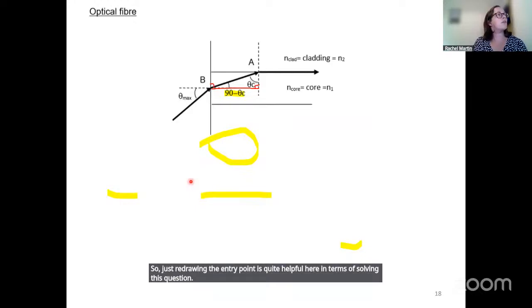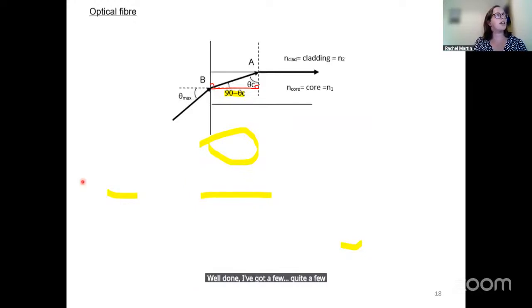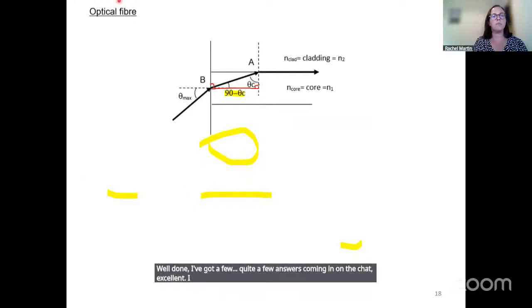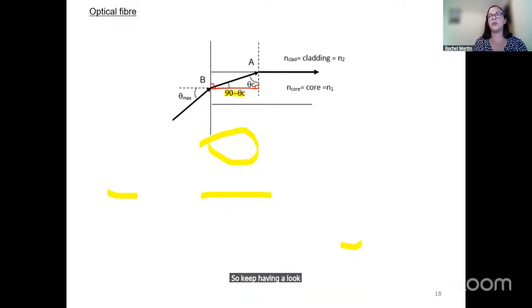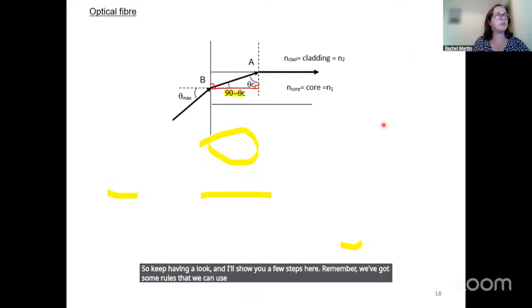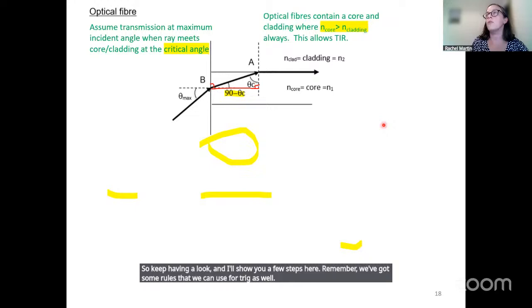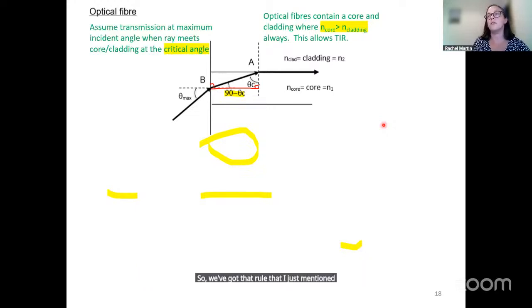Well done. I've got quite a few answers coming in on the chat. Excellent. I still think more simplification might be possible, so keep having a look and I'll show you a few steps here. Remember, we've got some rules that we can use for trig as well. So we've got that rule that I just mentioned to allow total internal reflection.